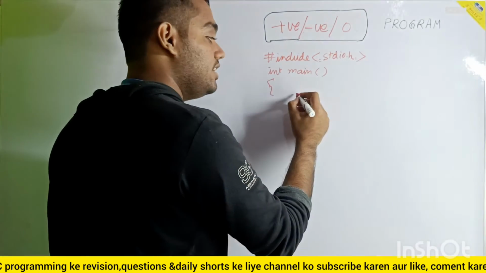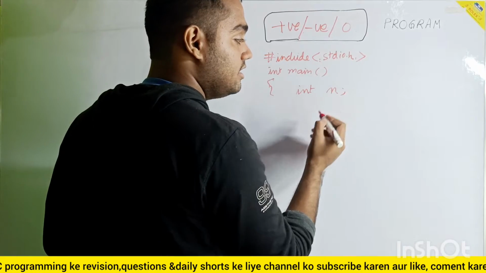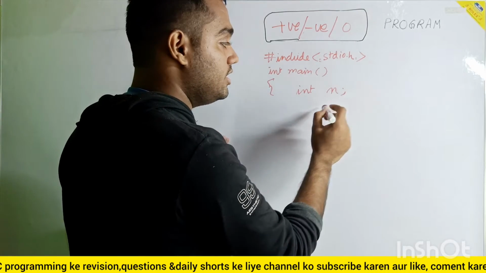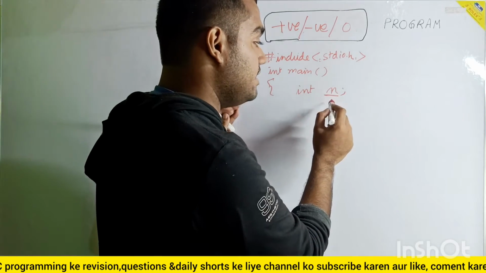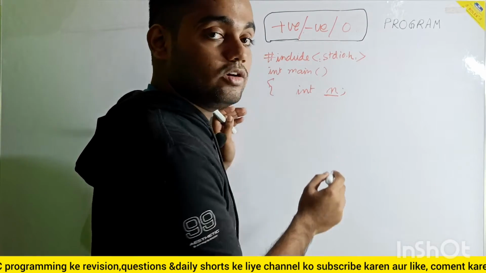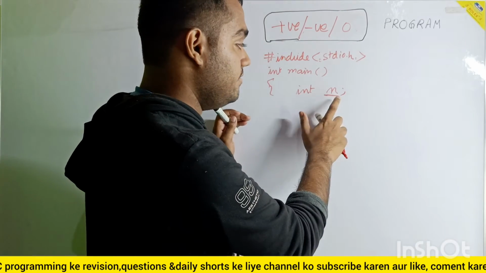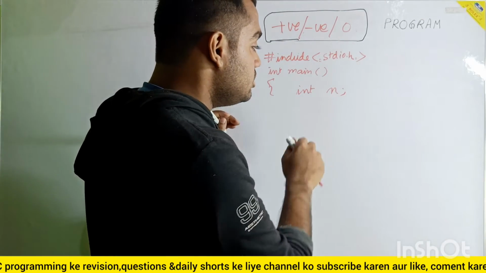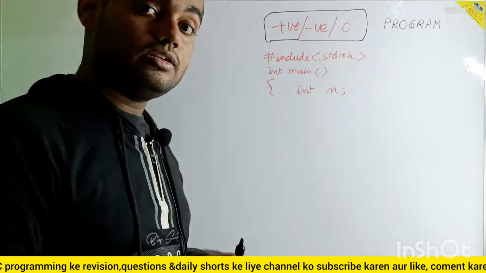So we're going to declare the number as int. We're going to call it n. So we told the computer there is a variable n, and in this variable we are going to store a number of type int. We have studied about this.